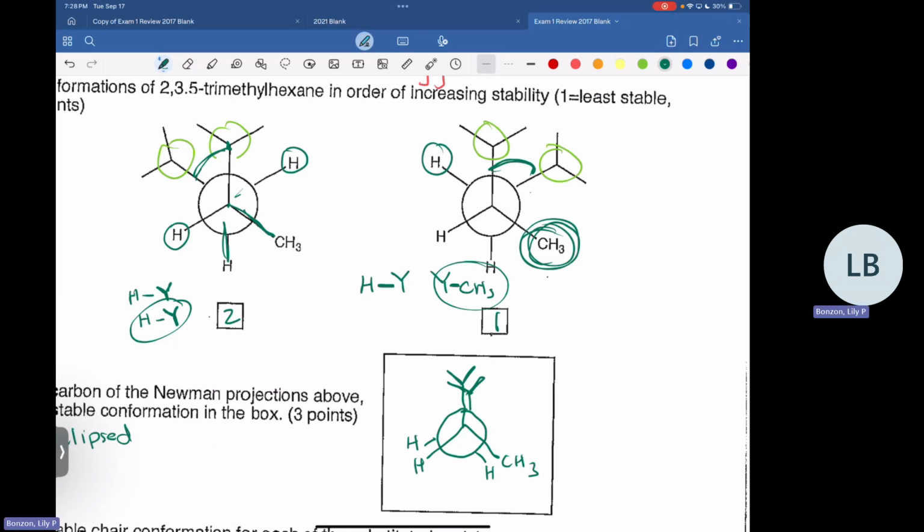Yes. So the more interactions between bigger groups, the more unstable it will be. Yeah, sorry, unstable. Okay, I'm going to go ahead and move on.